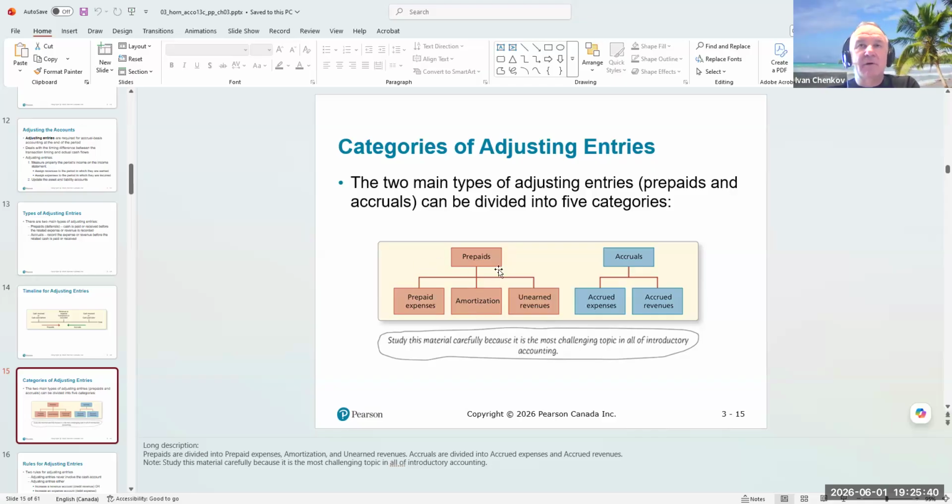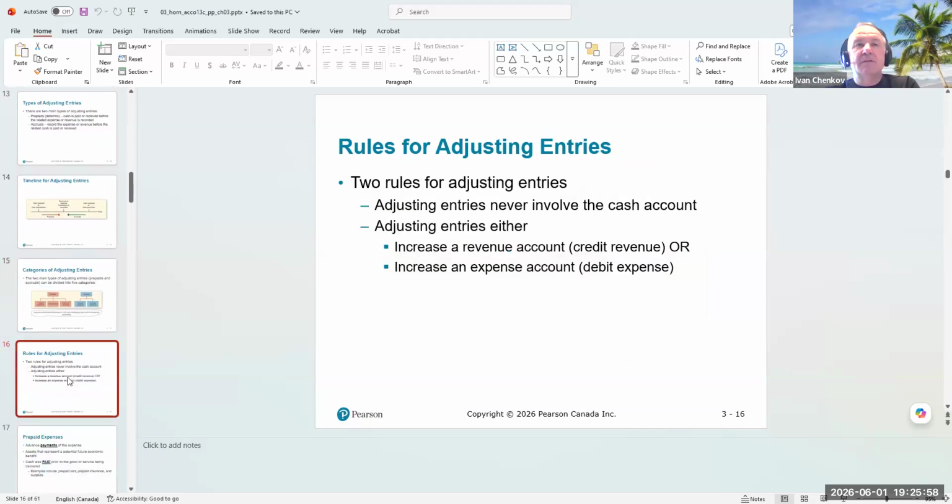Now we're going to talk first about the prepaid expenses and unearned revenue. Then we're going to talk about accruals, accrued expenses and accrued revenue. And we're going to leave amortization for the very end. So let's go now.